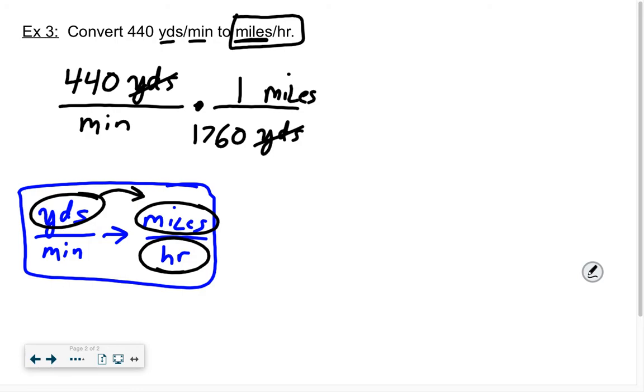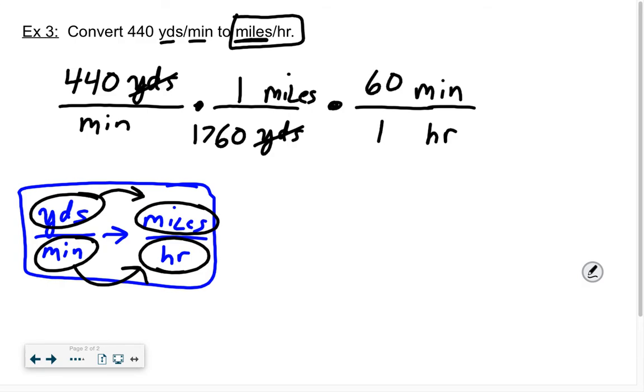So here's what we need to do. We now need to convert the minutes to hours. So this is going to be our second one that we'll multiply by. Take a second and identify where the minutes label is at. Notice it's down below, right? So where does it need to go? Well, when we create this thing, it needs to go on top. And down below is going to be our hours. And now we ask the question, how many minutes are in an hour? We know that there's 60 in 1 hour.